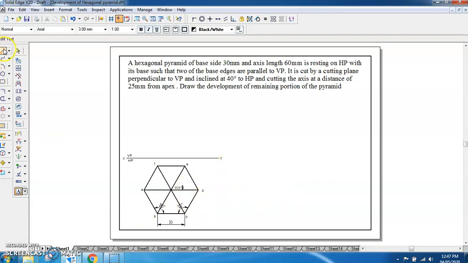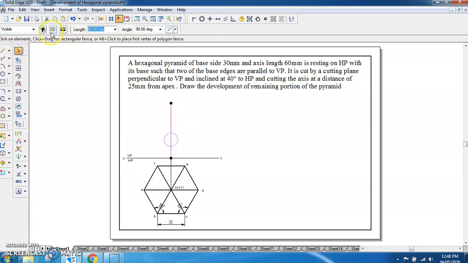So once we have all these points, we will be taking the projector from O1. Okay, so like this, O1 projector we have taken. Now from this point, this end, we will be taking the axis length. From this end, axis length is 60 mm given, 60 mm. Take this as axis length. Okay, so this is the axis length you have taken.